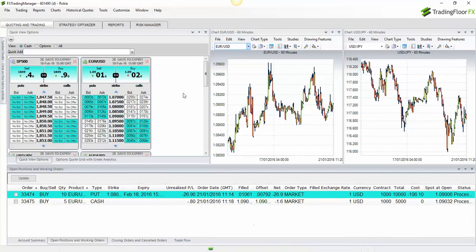But please notice the spread, 0.4, 0.3. It depends on the moment, but I think this is one of the lowest. 0.2 now. I think this is one of the lowest spreads that you can get in this market.